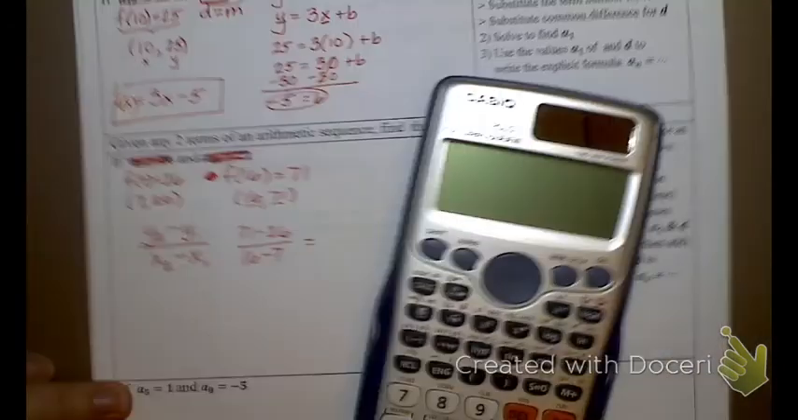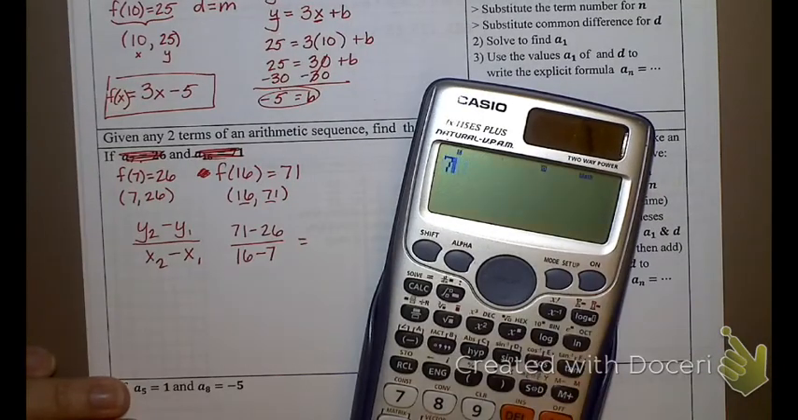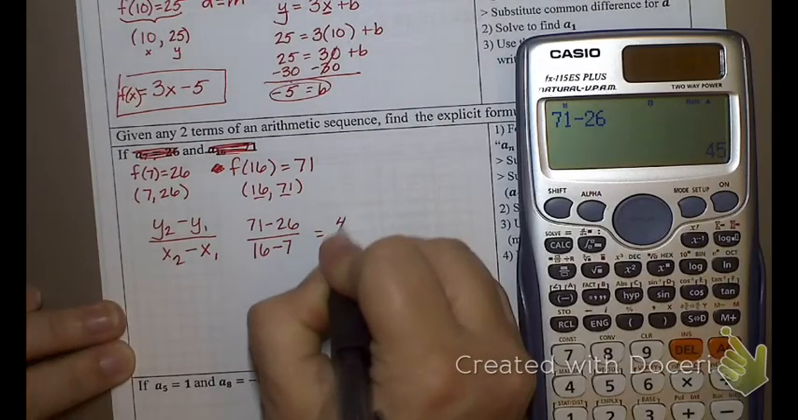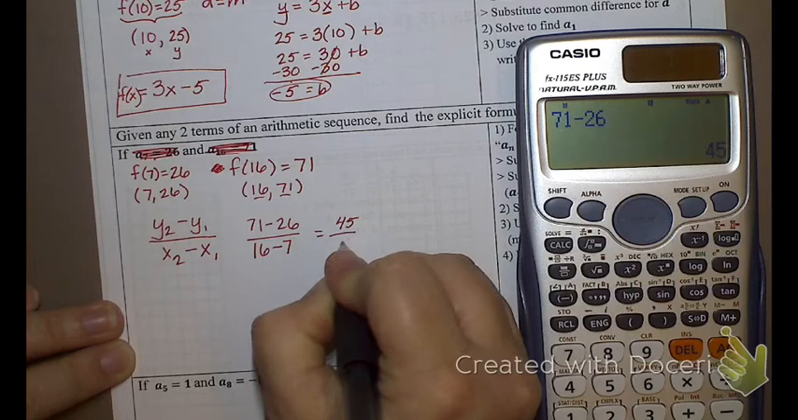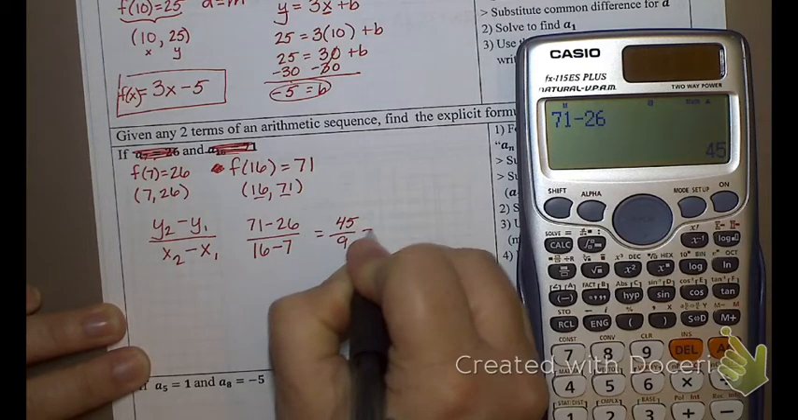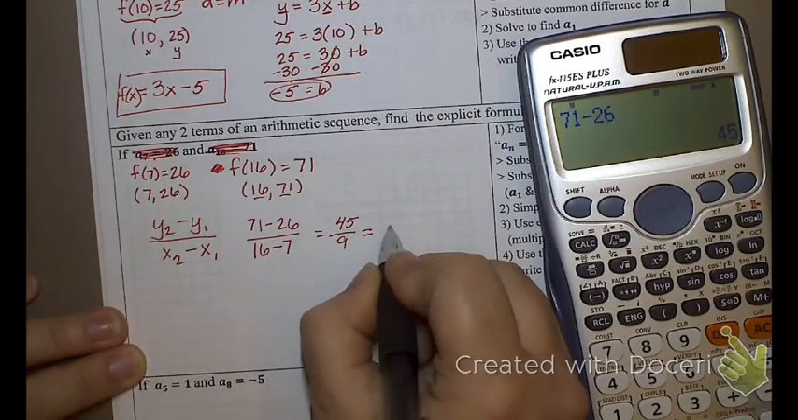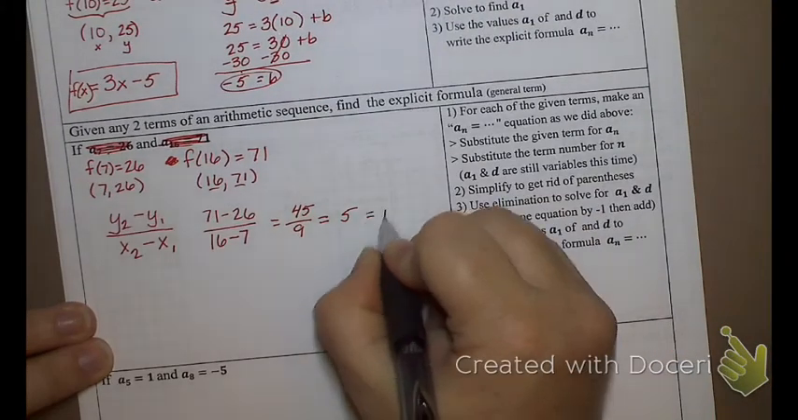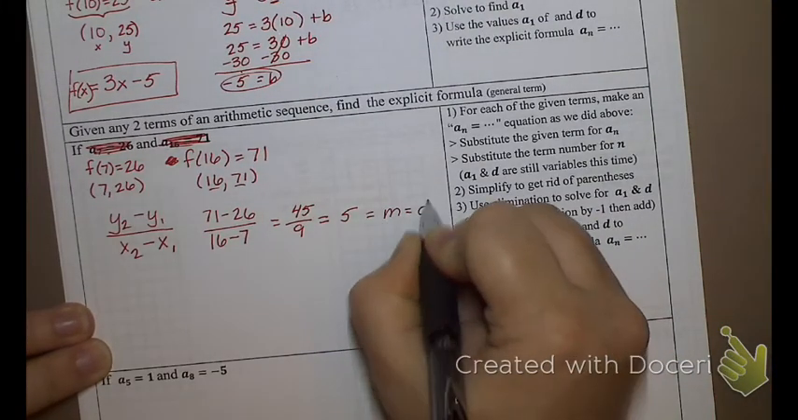71 minus 26 is 45. 16 minus 7 is 9, and 45 over 9 is 5. So what did I just find? M, which is also D.